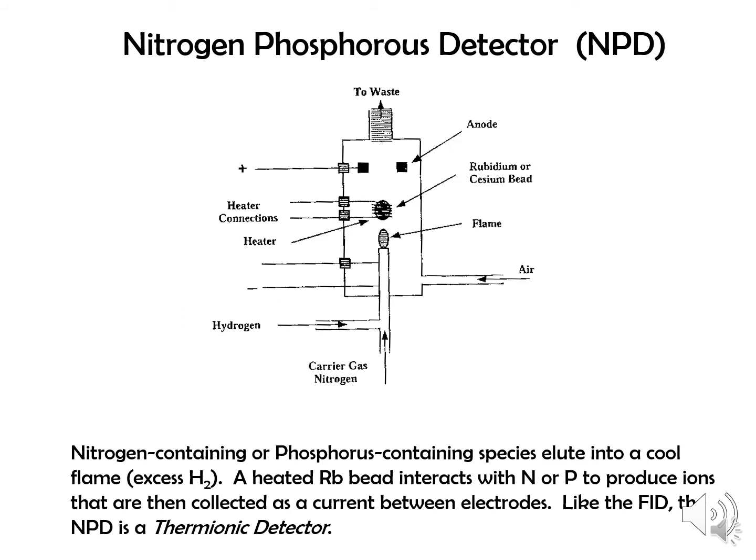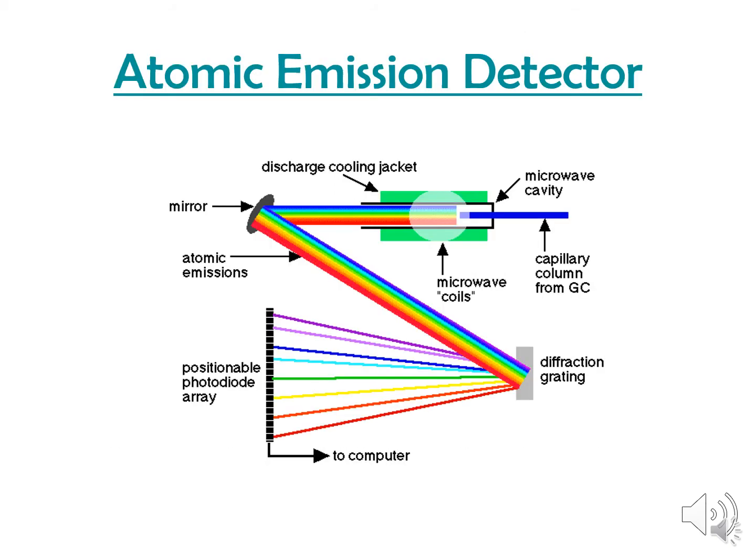Nitrogen phosphorus detector, just as it says, a heated bead that when you run your analyte stream over this, nitrogen and phosphorus compounds are going to be specifically detected as they are getting ionized. There's a lot of unknown about exactly how some of these nitrogen phosphorus detectors work.